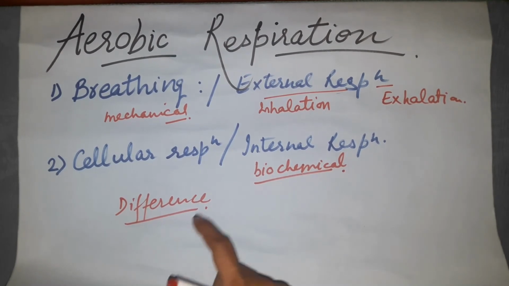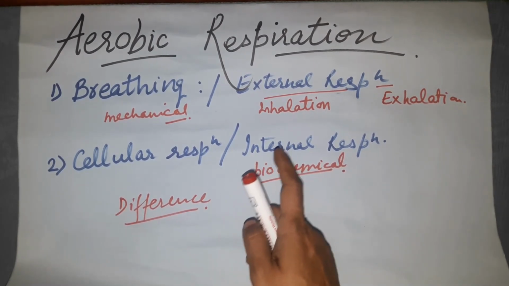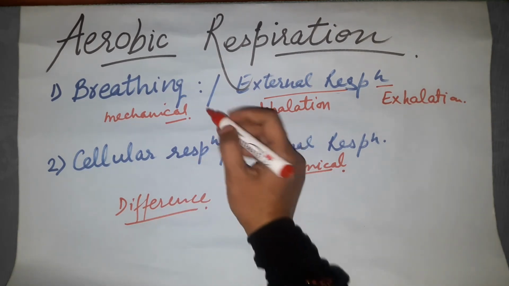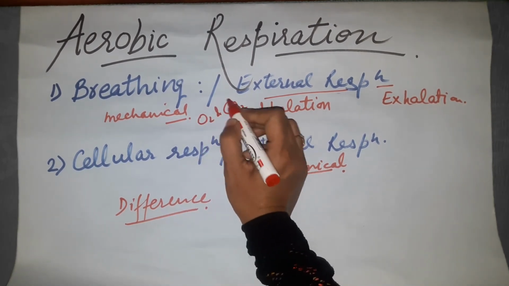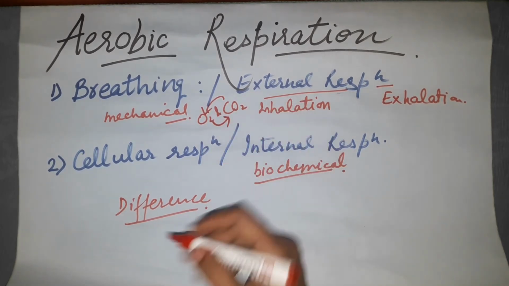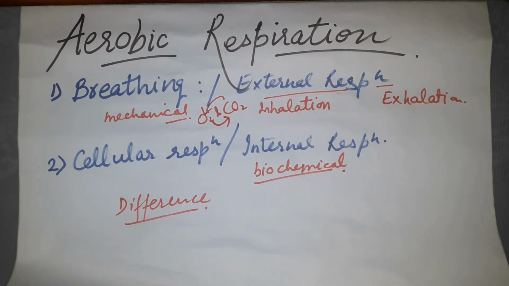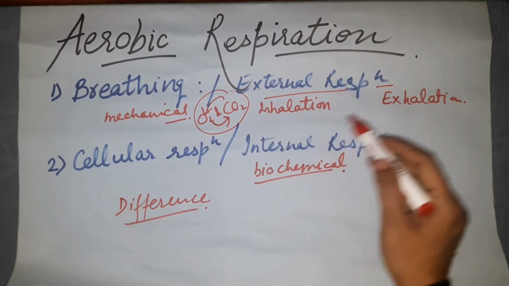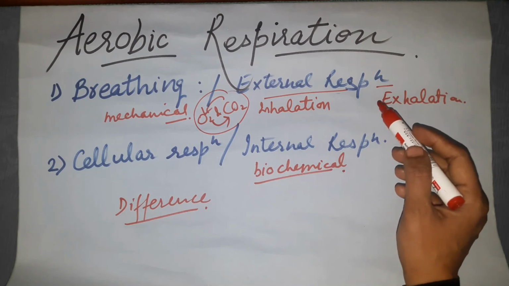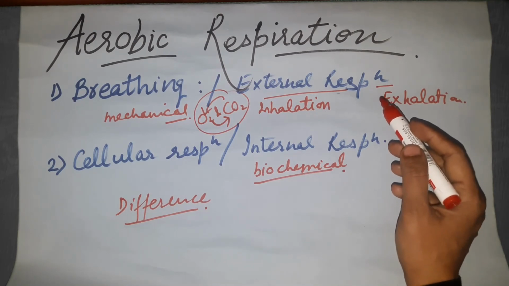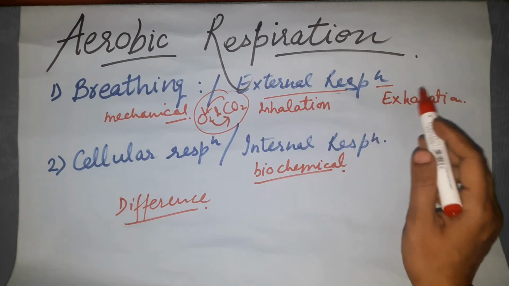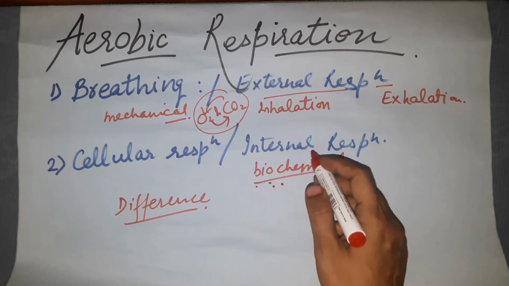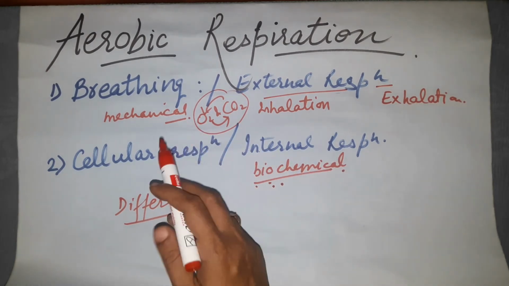What else is different between breathing and cellular respiration? Breathing involves the exchange of respiratory gases. That means the oxygen and the carbon dioxide get exchanged with each other, between the atmosphere and the organism. In cellular respiration, there is the oxidation of glucose and the production of carbon dioxide and water inside the cell. Here you can see that inside the cell, the carbon dioxide and water will be produced.